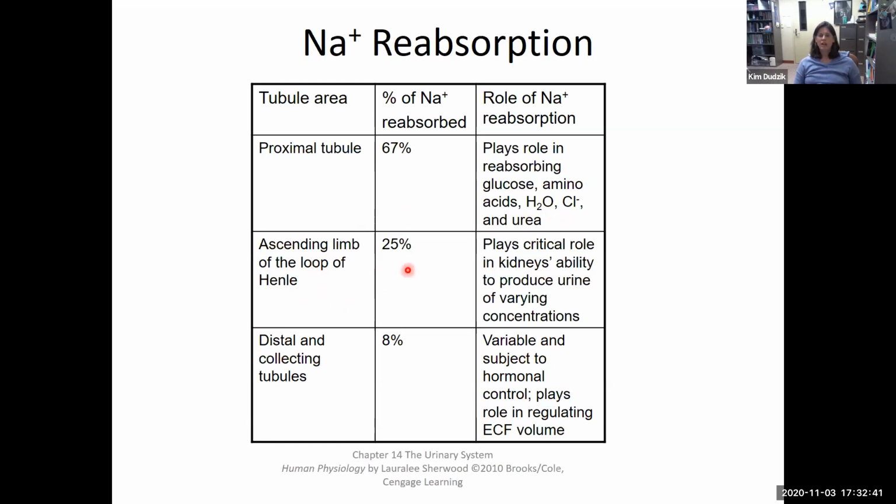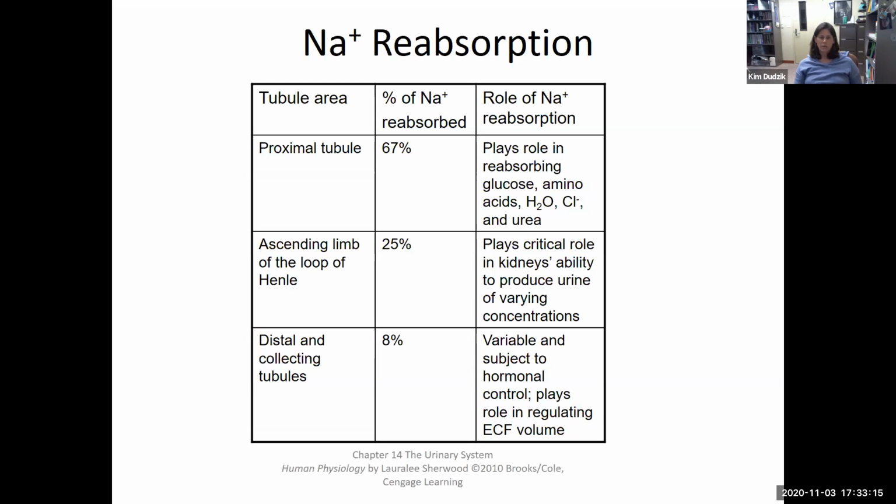At the ascending loop of Henle, we reabsorb about 25% of sodium, and that helps to also reabsorb water. Then at the distal and collecting tubules, we can also reabsorb sodium, about 8%, but it's variable. This one is subject to hormonal control, a different hormone. The one we just talked about is only for water. There was nothing to do with sodium there, right? But we can also control the variable reabsorption of sodium through another hormone.